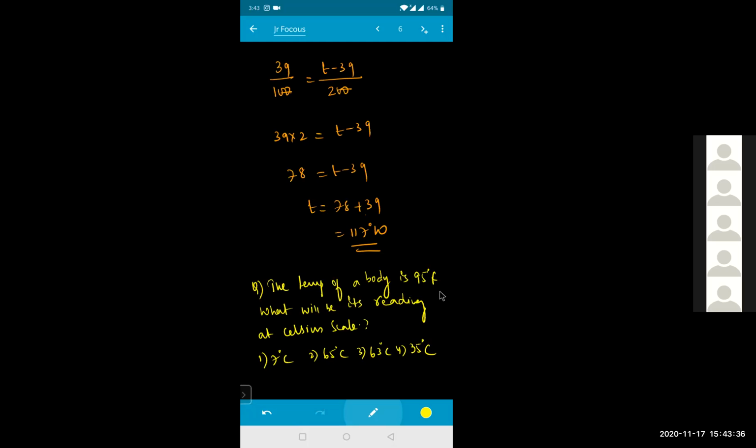The temperature of your body is given as 95 degree Fahrenheit. What will be its reading on the Celsius scale? Fourth option. Very good. Fourth option is the answer. Fourth option aa raha. Aaya sabhi ko? Yes, sir.